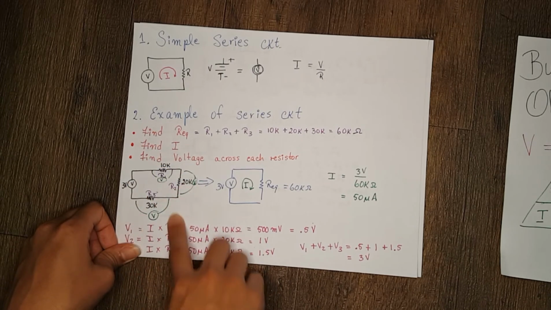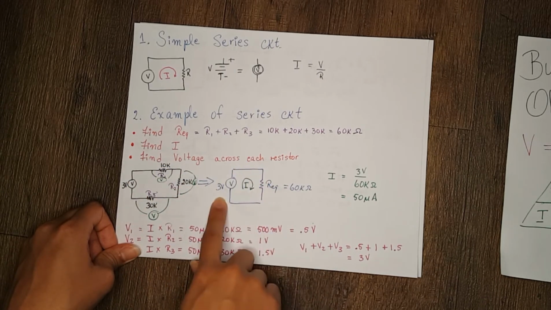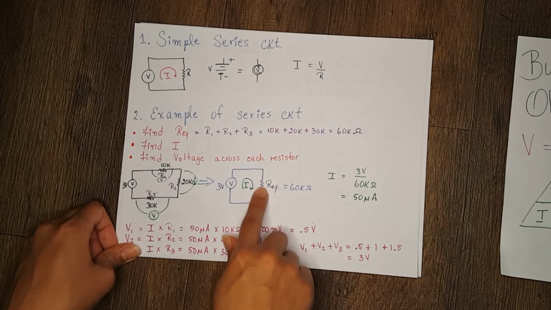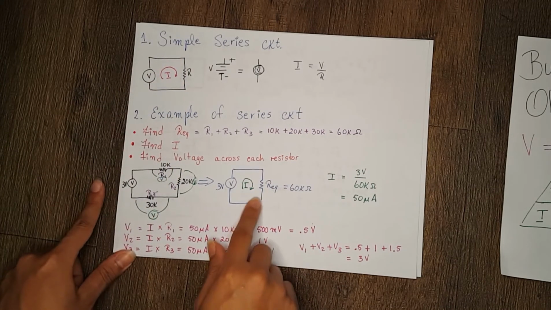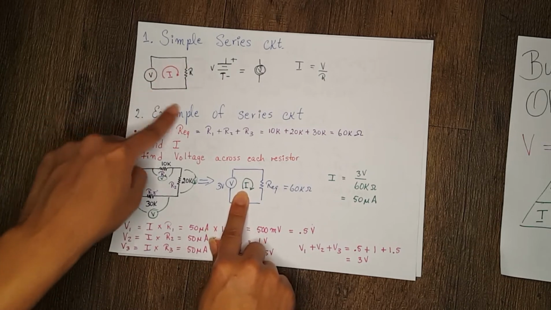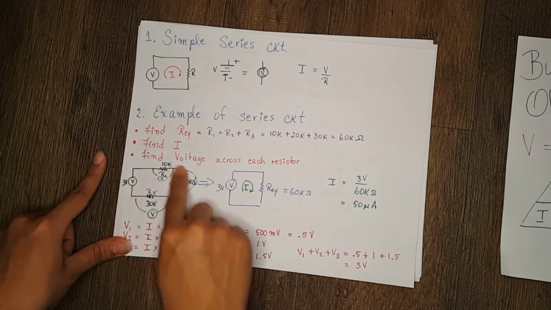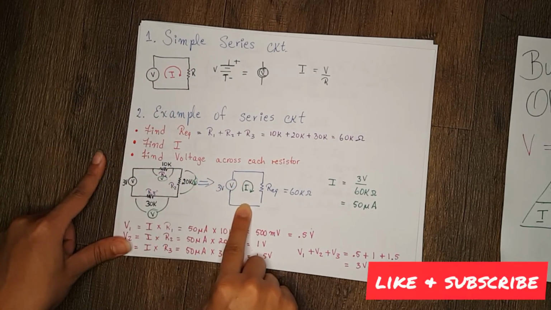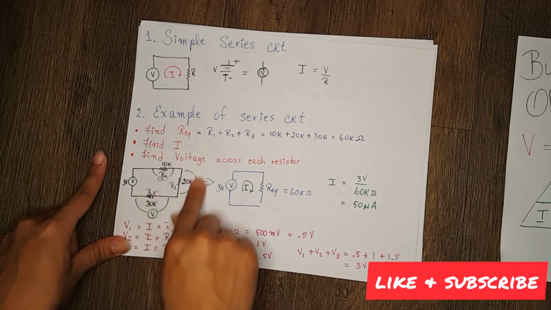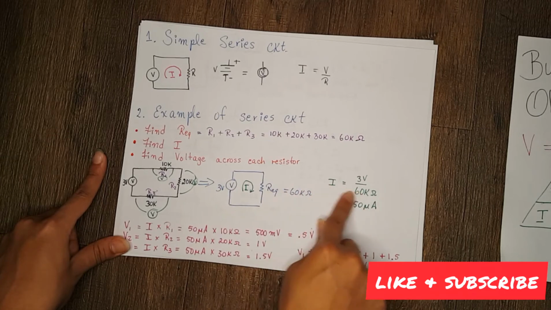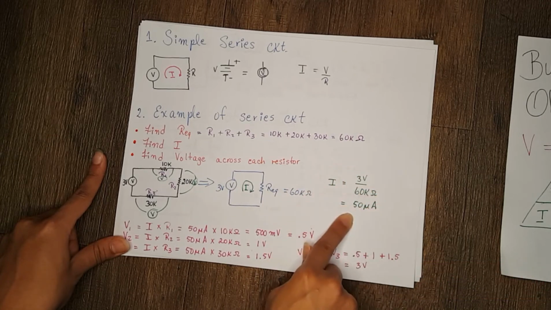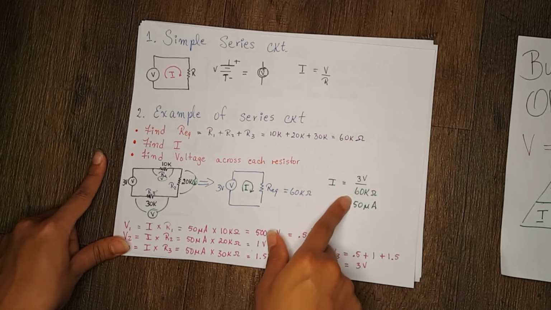Now on to finding the current, we can just do a simpler circuit. So like we had before right here, we can replace all three resistors with just one resistor called R equivalent. So instead of having these three resistors, we would just have this one resistor, 60 kilo ohms, 3 volts, and we can just plug it into the formula and get 50 microamps.